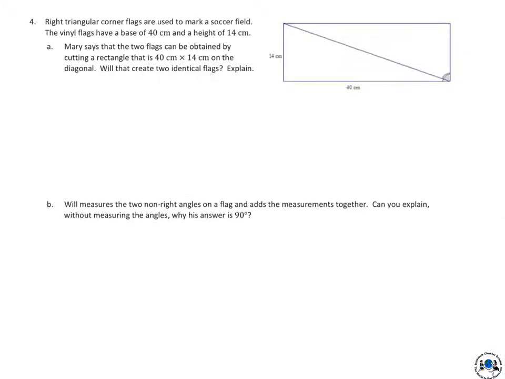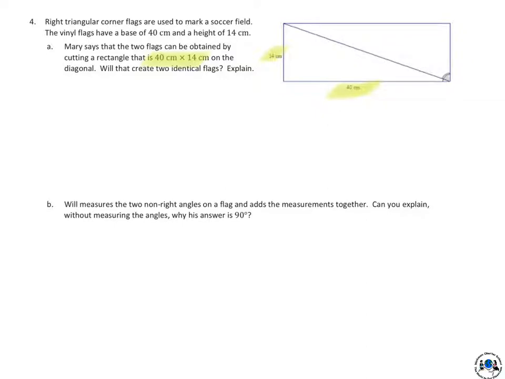All right, so that gets us to number 4. Right triangular corner flags are used to mark a soccer field. The vinyl flags have a base of 40 centimeters and a height of 14 centimeters. Mary says that 2 flags can be obtained by cutting a rectangle that is 40 centimeters by 14 centimeters on the diagonal. Will that create two identical flags? Explain.